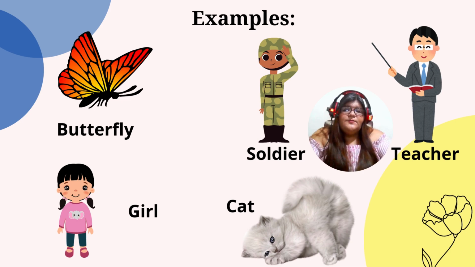Then we have here some examples. For example, butterfly is an animal. Then we have soldier. This soldier is a person. The teacher, the girl, and the cat is an animal.